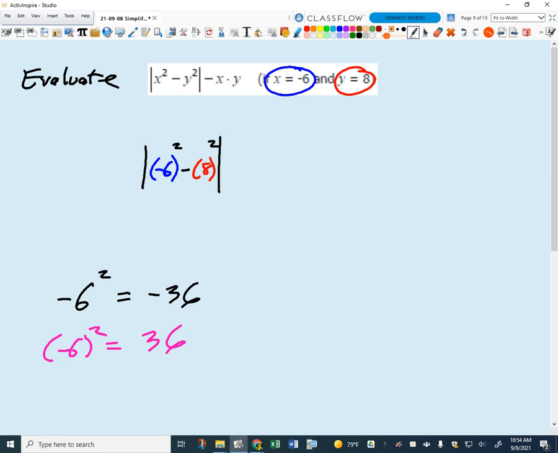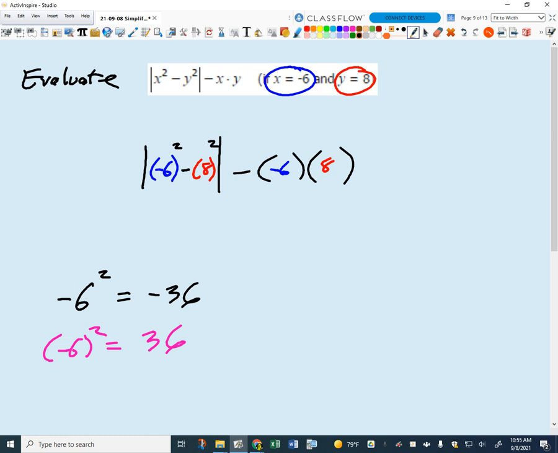If you're squaring a negative, you know the answer should be positive, right? So don't even bother putting the negative in there. Just put the positive part when you square it, okay? So then this is going to give us, plus we had a minus x, which is negative 6, times y, which is positive 8. And now we can just simplify this thing.